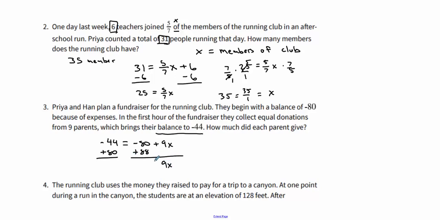So the 9 parents gave a total of -44 plus 80, which is +36. So the 9 parents gave $36 total. If I want to find out what each parent gave, I divide by 9, and x would be equal to 36 divided by 9, which is 4. So each parent gave $4.